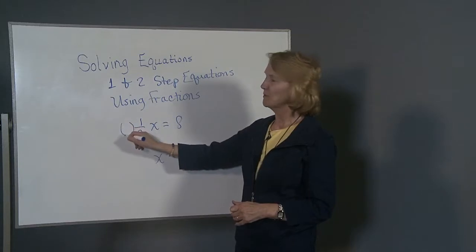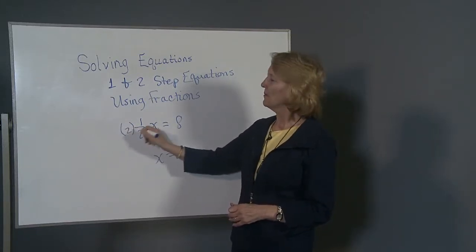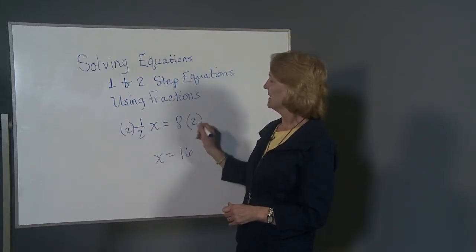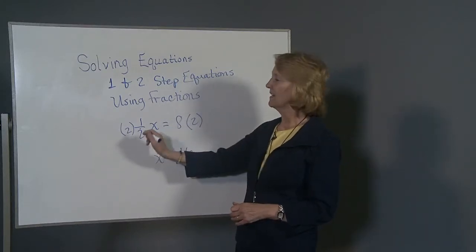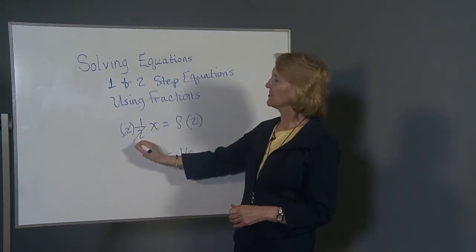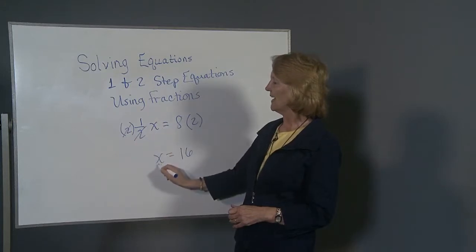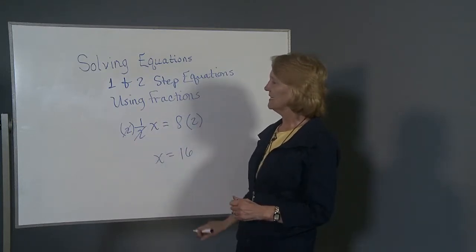To undo multiplying by 1/2, you multiply by 2. And we do the same thing to both sides of the equal sign. This 2 in the numerator cancels that 2 in the denominator. We get 1x equals 16.